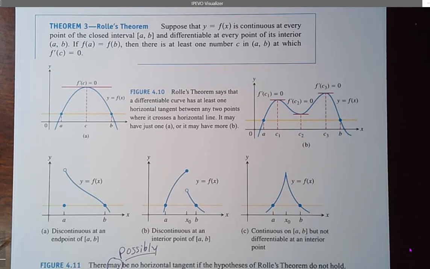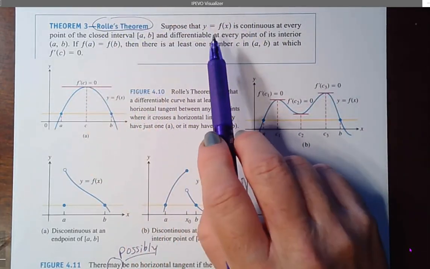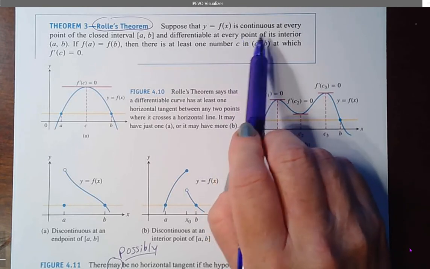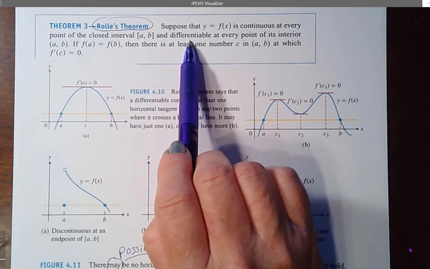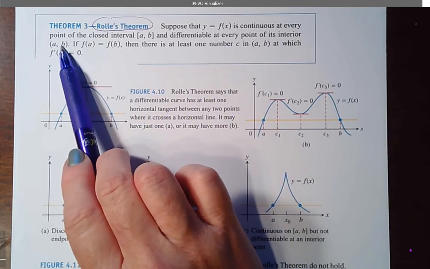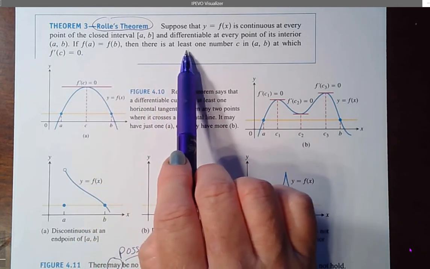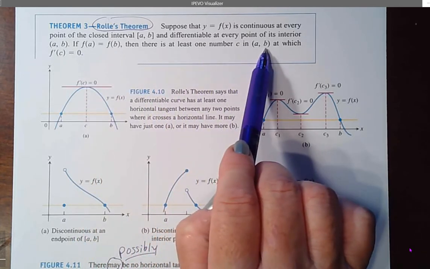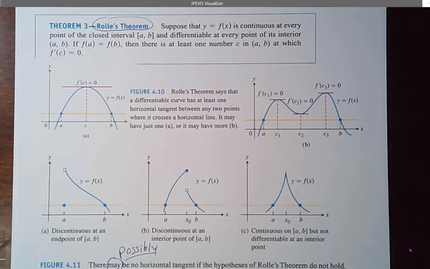The second part of this video is talking about Rolle's theorem. Okay, Rolle's theorem. Suppose that y equals f of x is continuous at every point on a closed interval [a, b] and differentiable at every point on its interior open interval (a, b). If f of a equals f of b, then there is at least one number c in the open interval at which f prime of c equals 0.